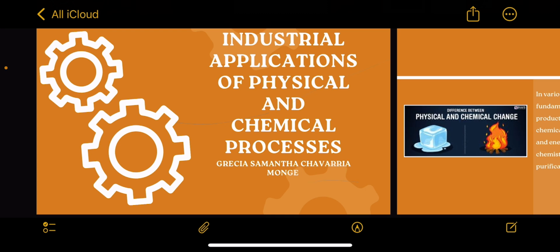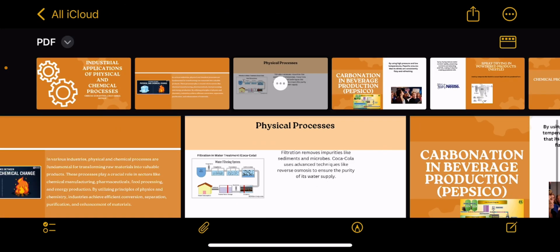Let's start with the physical processes. Filtration removes impurities like sediments and microbes. Coca-Cola uses advanced techniques like reverse osmosis to ensure the purity of its water supply. Coca-Cola uses filtration, which is a physical process. We know that it's a physical process because it doesn't change the matter. The first physical process that we'll discuss is filtration. It's crucial in industries like Coca-Cola for water purification.